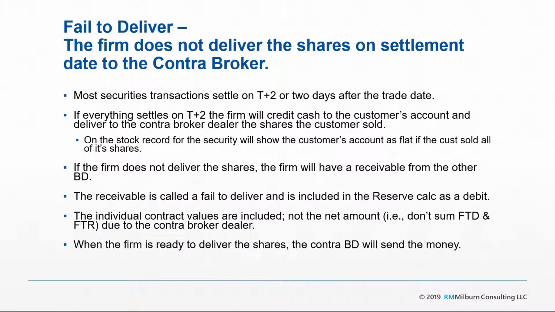And then using the allocation report, remove all stock borrow balances that do not allocate to customer short positions. Turning our attention to fail to delivers, that occurs when the firm doesn't deliver the shares on settlement date to the contra broker. Now, if they don't deliver the shares, the firm will have a receivable from the other BD. That receivable is called a fail to deliver and is included in the reserve calc as a debit. The individual contract values are included and not the net amount per contra broker dealer. In other words, don't sum up the fails to deliver and fails to receive due to a single broker dealer and use that amount. You have to use the individual contract values. Now, when the firm has the shares and it's ready to make the delivery, the contra broker dealer will send the money.